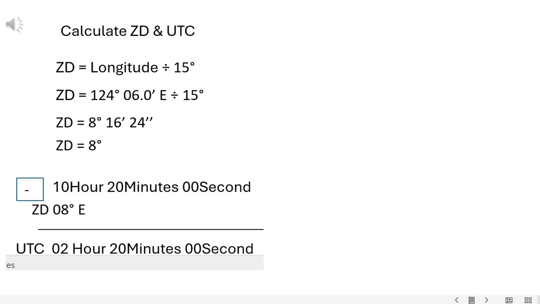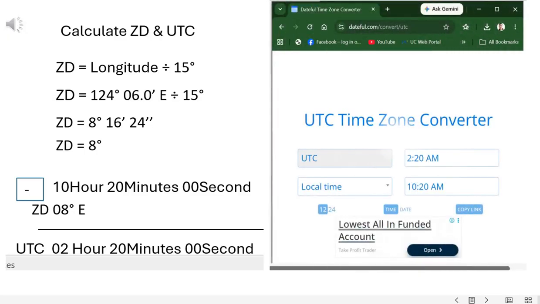This gives us a UTC of 2 hours, 20 minutes, and 0 seconds, on July 8, 2026. On the right side of the slide, we can see an online UTC time zone converter. The converter shows that when the local time is 10:20 a.m., the corresponding UTC is 2:20 a.m., which matches our manual calculation. This confirms that our computation is correct.